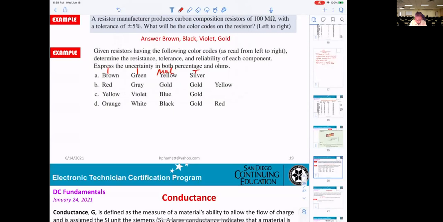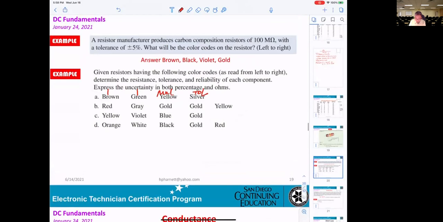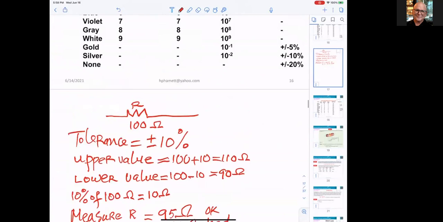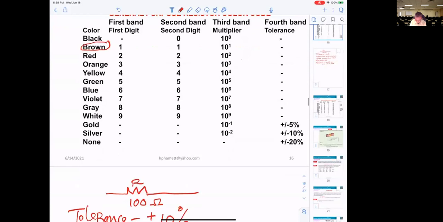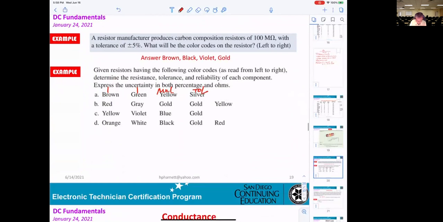That will be the tolerance. Okay. So now you see the first one, brown, right here. So brown will be one. Second, green, what number? Five. Yes. 1, 5. Okay. Multiplier, that means you multiply by what? Yellow, 10 to the power 4, right? Nice. And silver? Plus or minus 10%.